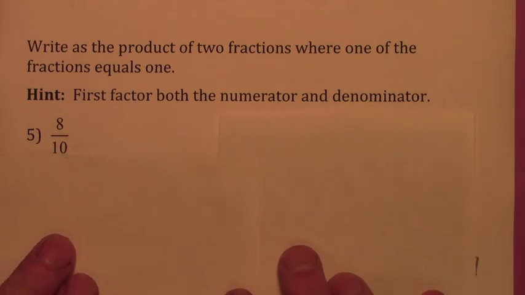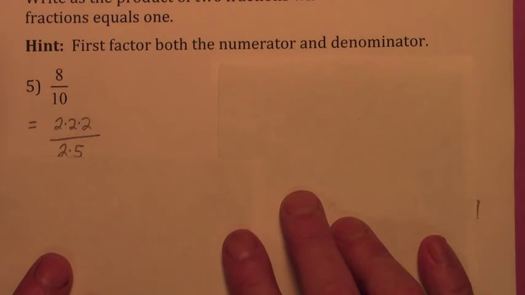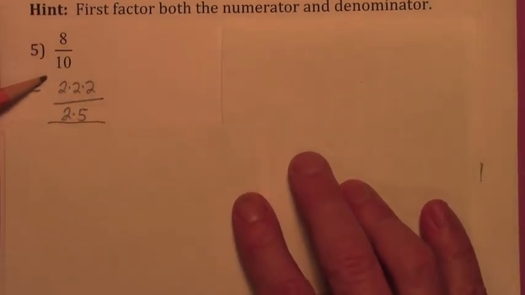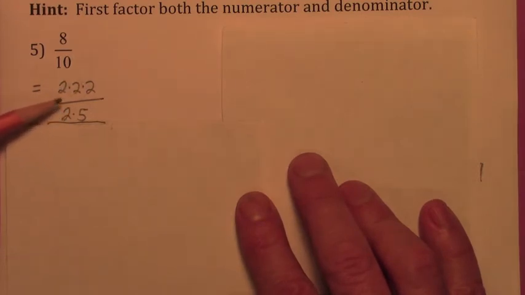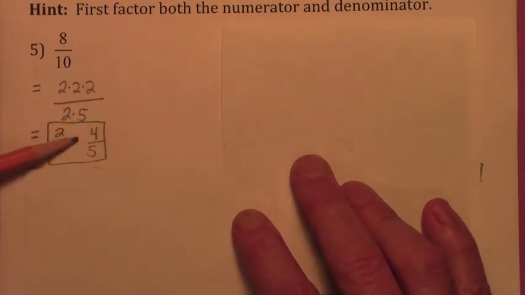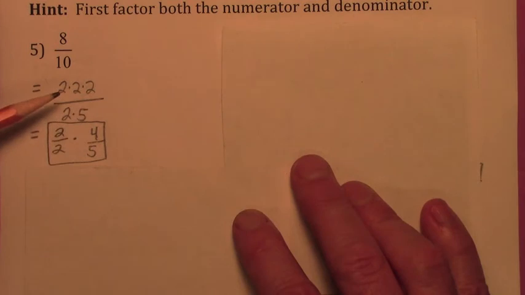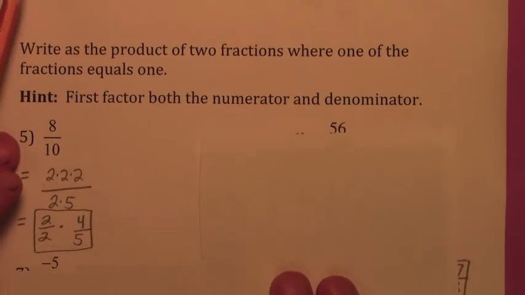So if you wanted to write this as the product of two fractions, where one of them equals 1, you first factor the top and bottom, and then you can peel off the common factors to form your 1, you see? The top is 2 times 2 times 2, which is 8. The bottom is 2 times 5, which is 10. So take a factor of 2 and a factor of 2, call that your 1, and the other fraction is everything that's left, you see? You take all the common factors. In this one, there's only one common factor, but if there was more than one factor, you'd use that as your 1 also. So it becomes 2 over 2 times 4/5. You see? That's how it works.